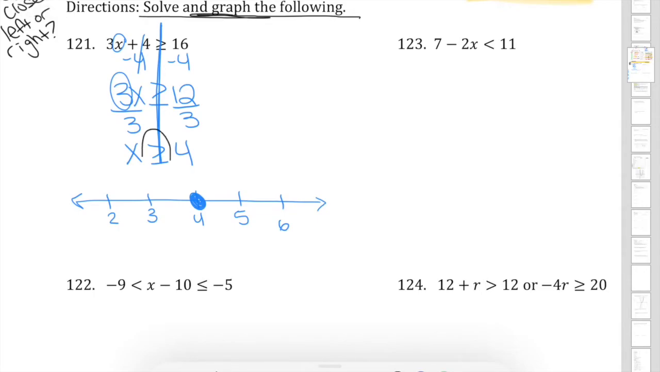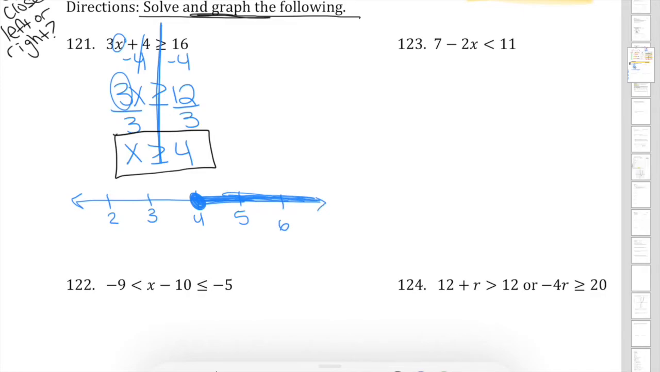Then it's left or right. So you need to determine what the symbol is. That is a greater than or equal to symbol, which means you're going to shade where it's greater than or equal to 4. So that's going to be shaded to the right, where numbers are greater than or equal to 4. I have the or equal to because I closed that circle. So your answer to the problem is this right here. X is greater than or equal to 4.